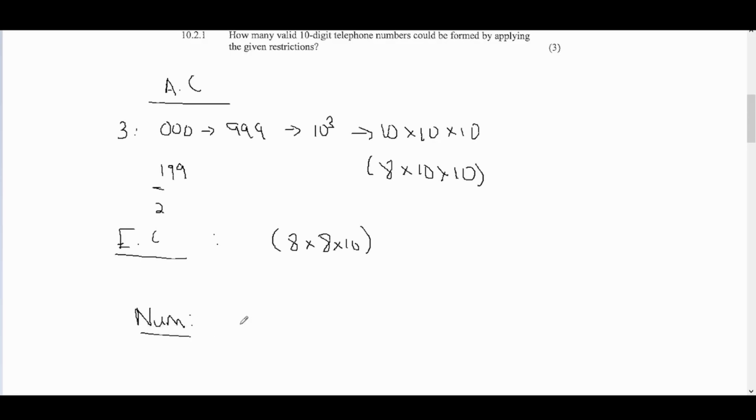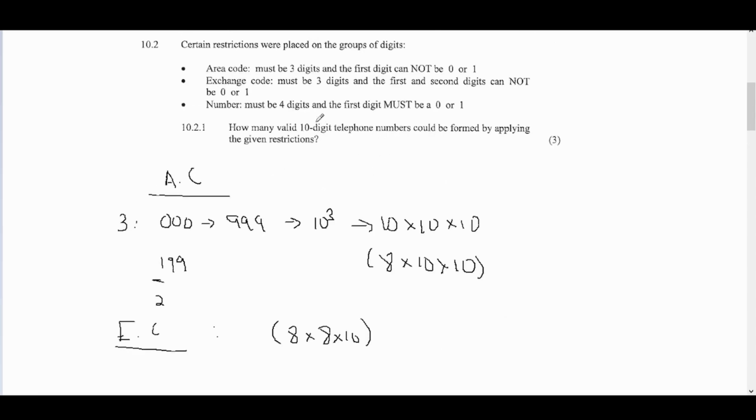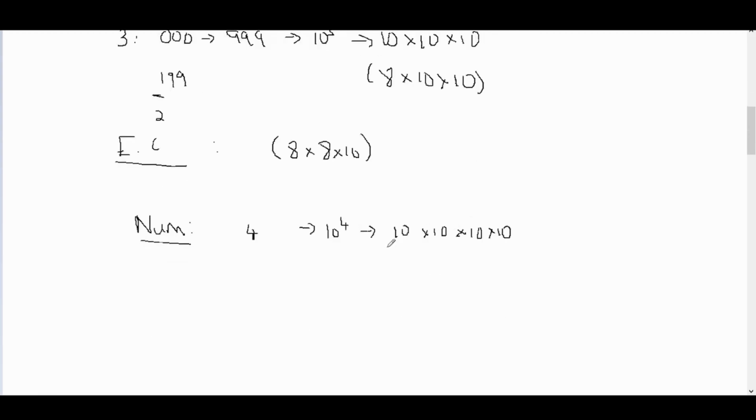Okay, now we have the numbers. Let's call it num. So this time we have 4 digits. It starts off as 10 to the 4, or 10 multiplied by 10 multiplied by 10 multiplied by 10. But there is a restriction on the first digit, so it can only be 0 or 1, which is 2 options. So this first digit becomes 2, because it can only be 0 or 1. So this is 2 multiplied by 10 multiplied by 10 multiplied by 10.